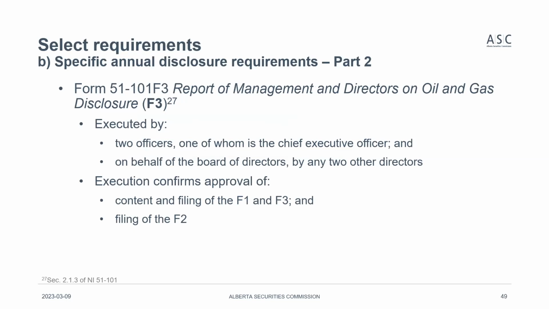So the F3 is where the reporting issuer takes responsibility. It's where the management and directors of the reporting issuers take responsibility for the oil and gas disclosure. The F3 is to be executed by 2 officers, one of whom is the chief executive officer, and on behalf of the board of directors by any 2 other directors. The execution confirms approval of the content and filing of the F1 and the F3 and the filing of the F2, but not the content of the F2. The content of the F2 is the responsibility of the QREs and the QRAs.